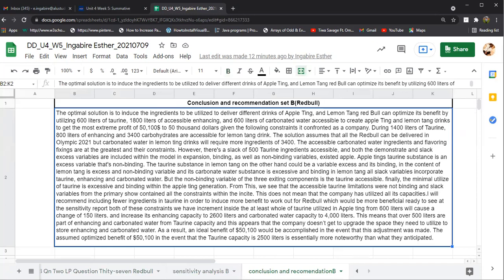So therefore, the apple tang is expected to... which means that for the apple and lemon tang, the constraint is binding, and enhancing carbonated water is visible to maximize the profit.